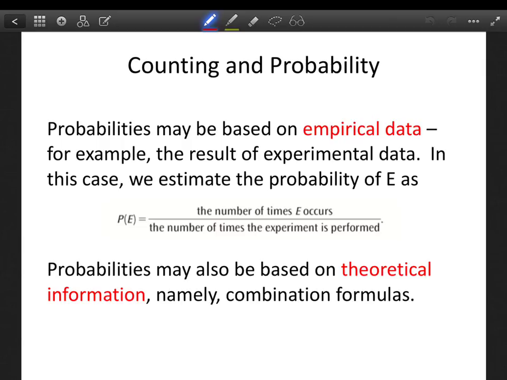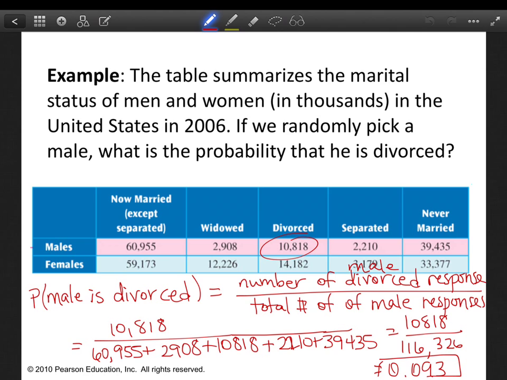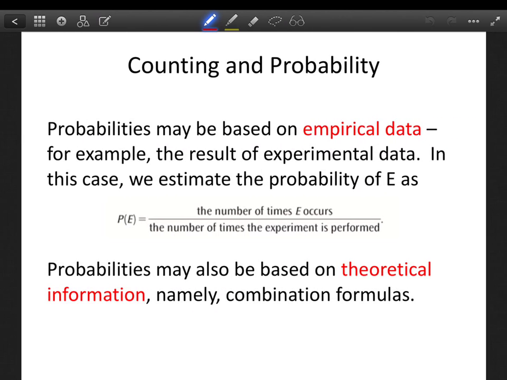Okay, this is probabilities based on empirical data, the result of experimental data. In this case, the probability is always the number of times E occurs divided by the total number of times the experiment is performed. So on the last slide, it was the number of times we got a divorced answer divided by the total number of male responses. Probabilities could also be based on theoretical information, namely combination formulas, the formulas that we were using last time to count different things.